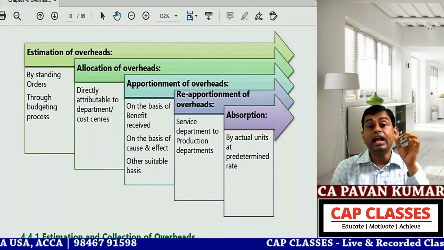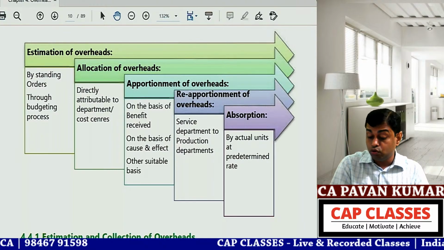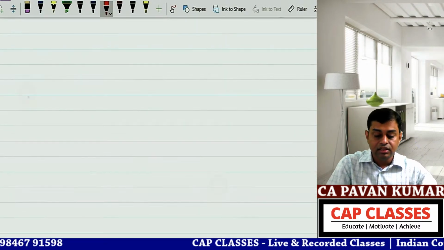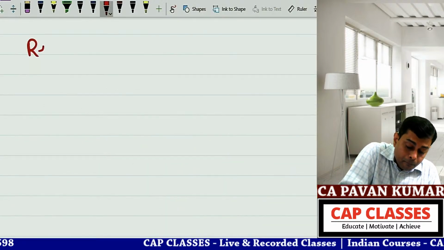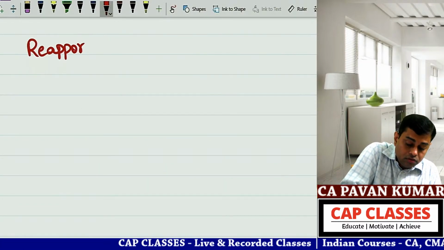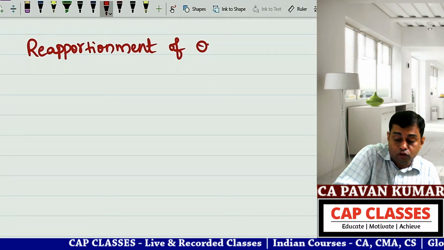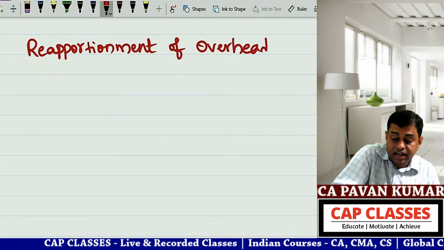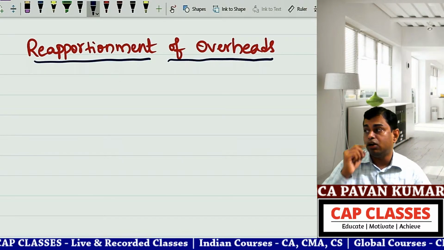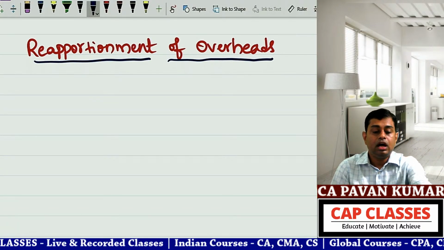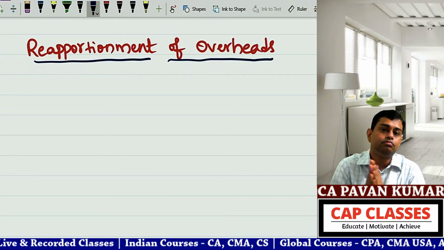Now, reapportionment of overheads. Put the heading. Today, this is what we are going to do. We'll solve 4 or 5 problems on this. Reapportionment of overheads. This is the heading. Today we are going to discuss this reapportionment of overheads. Under that, write down point number 1.